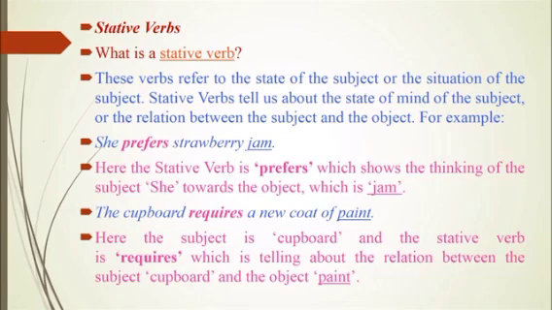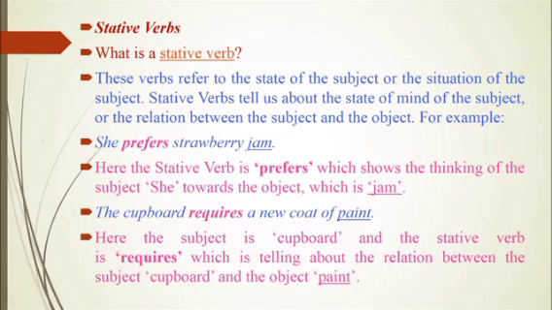Now, we have to know what is a stative verb. These verbs refer to the state of the subject or the situation of the subject. Stative verbs tell us about the state of mind of the subject or the relation between the subject and the object. For example, "She prefers strawberry jam." Here, the stative verb is prefers, which shows the thinking of the subject, she, towards the object, which is jam.